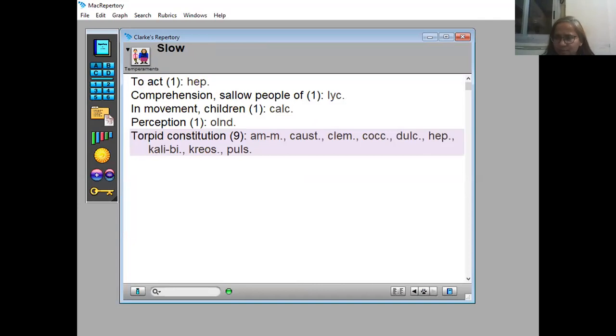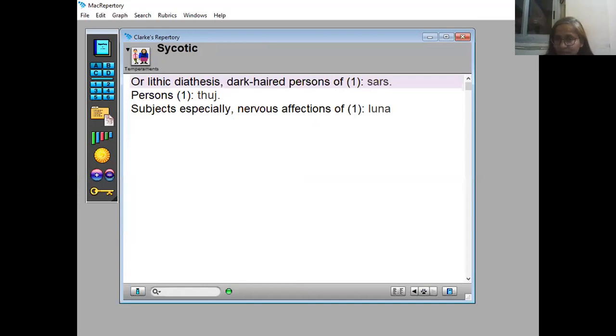There are many patients who are slow, you can actually observe that they are slow in everything, so you can take this rubric: slow torpid constitution. Psoric or lithic diathesis, dark haired persons of.